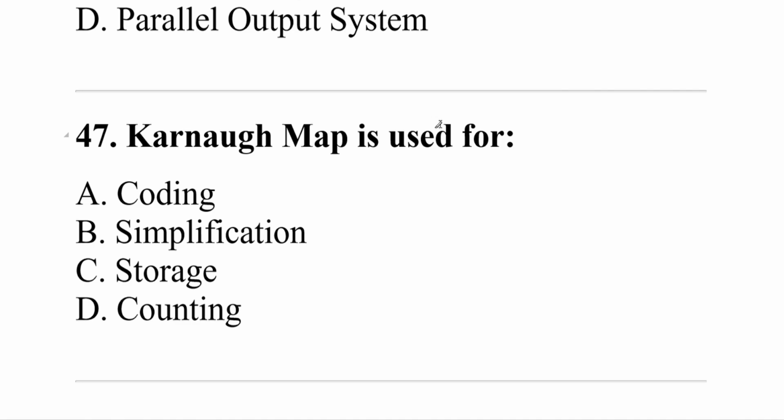Moving ahead to question number 47. Karnaugh map is used for option A coding, B simplification, C storage, D counting, and the correct answer is option number B, that is simplification. K-map simplifies Boolean expressions and reduces logic gates.